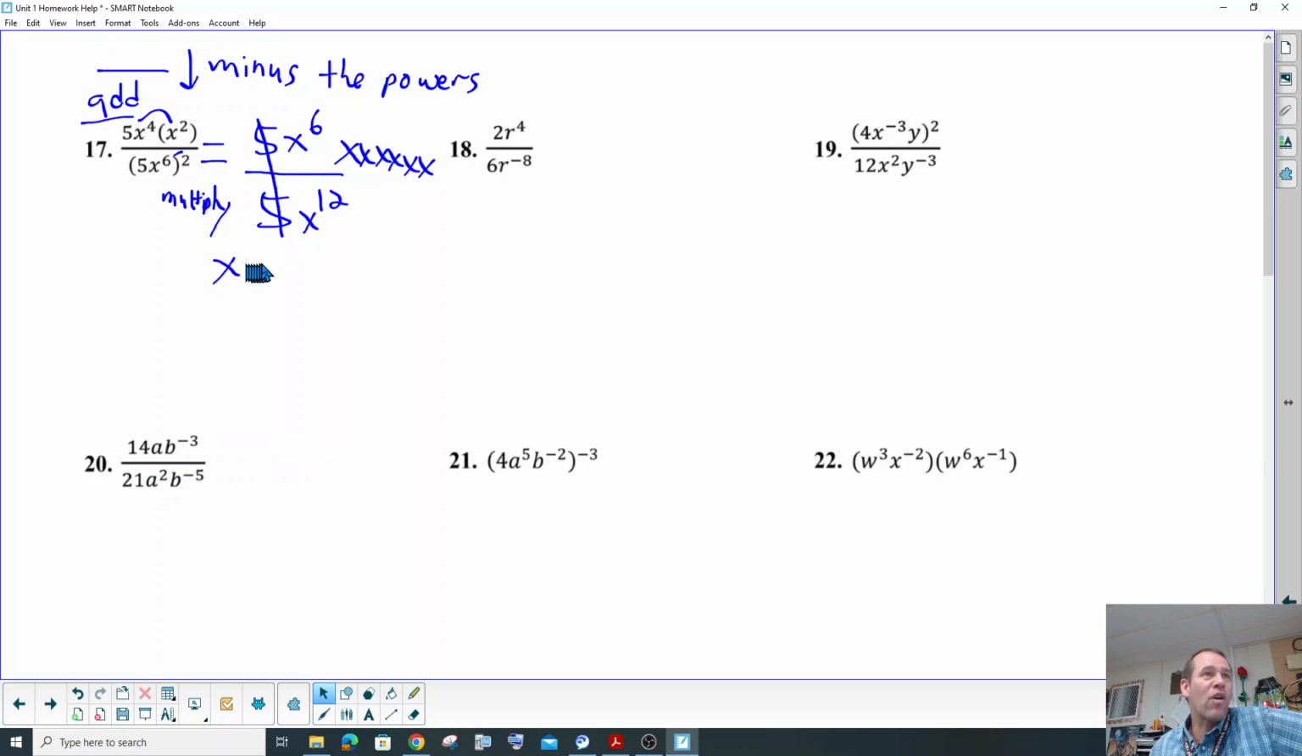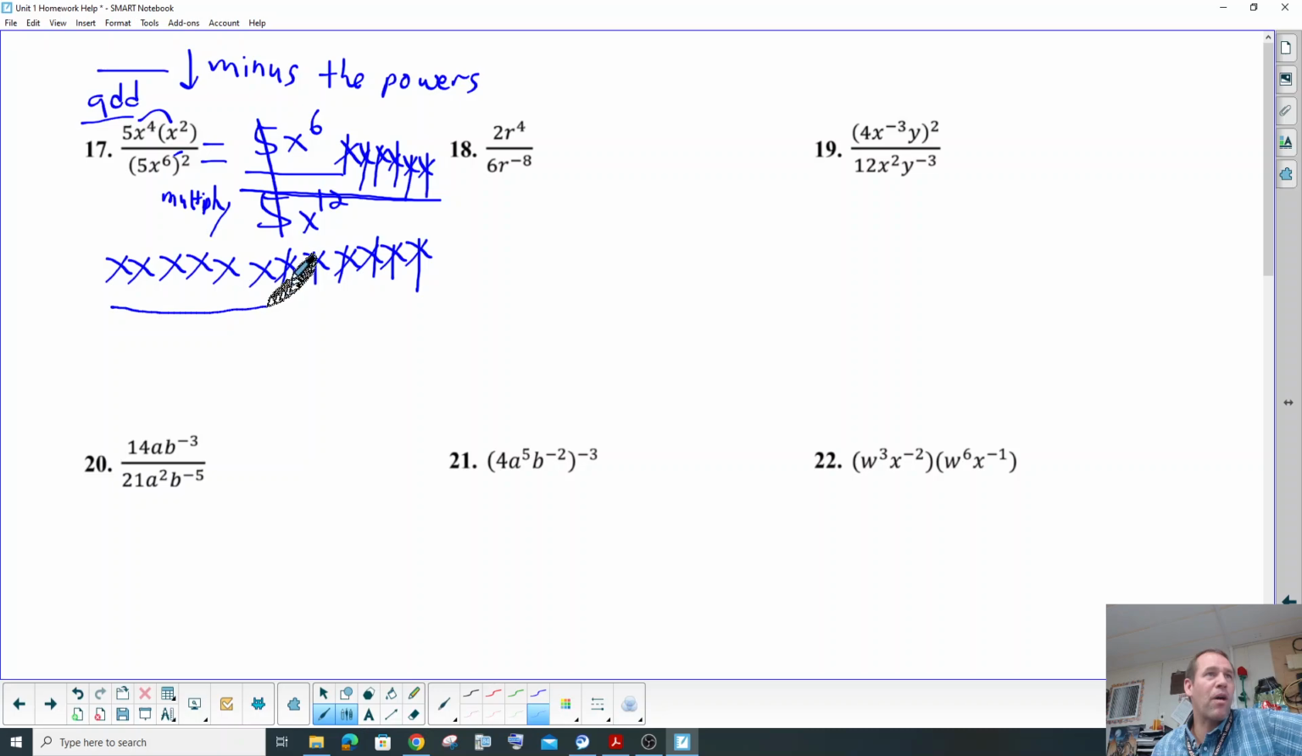So we have 1, 2, 3, 4, 5, 6, 7, 8, 9, 10, 11, 12 on the bottom. So we're doing division right now. We're going to go 1 with 1, 2 with 2, 3. We're canceling x's on the top and the bottom. And so 6 on the top is going to cancel with 6 on the bottom.